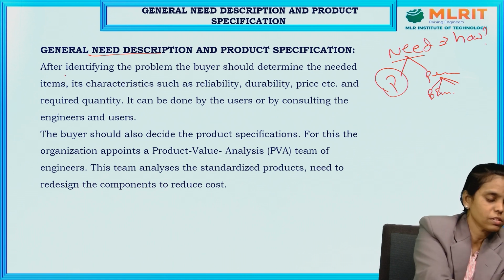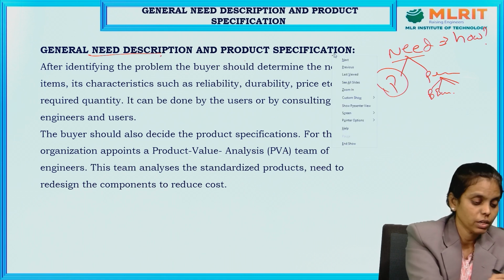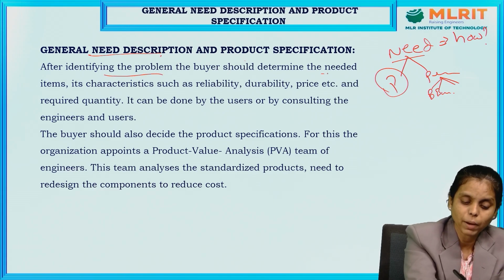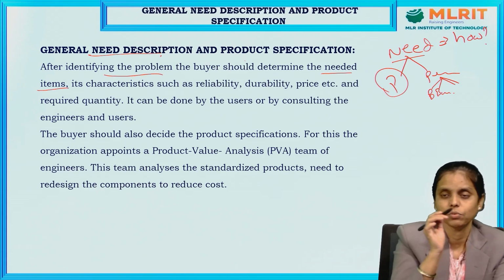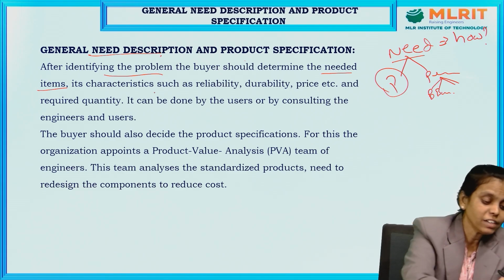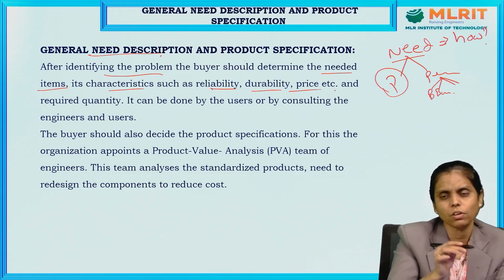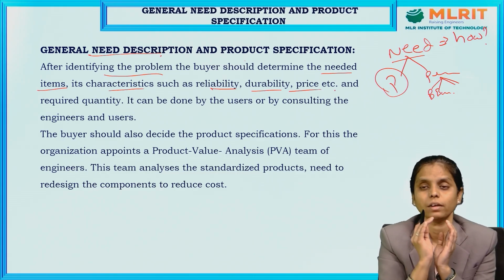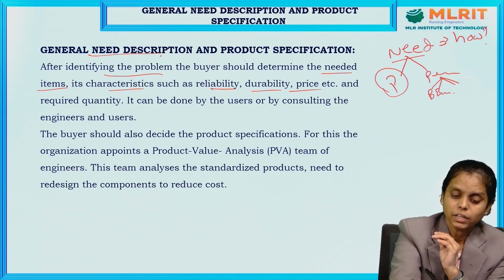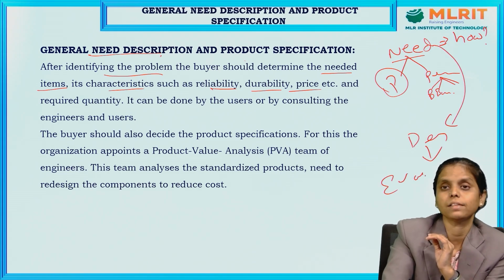Now come to this concept, that is general need description and product specification. After identifying the problem, the buyer should determine the needed items. What are the different items that are required in the organization? Its characteristics such as reliability, durability, price of that product, etc. Why? This need description will help us evaluate the right supplier.